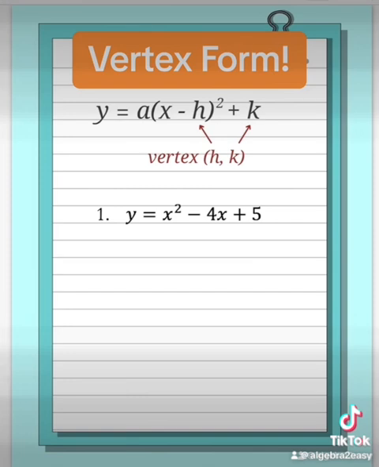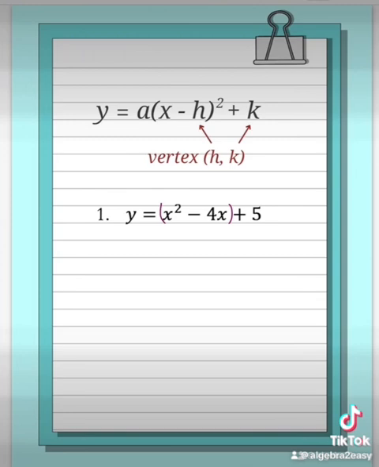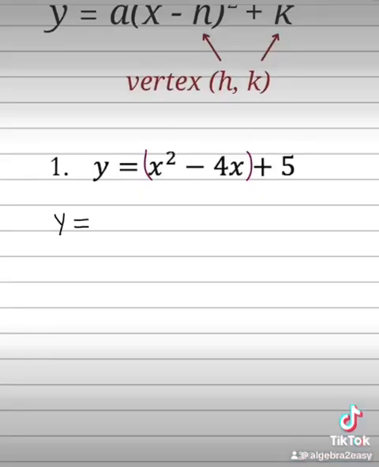We're going to start by grouping our like terms. So x squared minus 4x, since they both have an x, we are going to group those. You are looking to see if you have a leading coefficient other than 1. If you do, we're going to factor that out. Here, our leading coefficient is positive 1, so we don't need to factor it. And we're going to leave it as x squared minus 4x plus some number. And then we have our plus 5 on the outside.